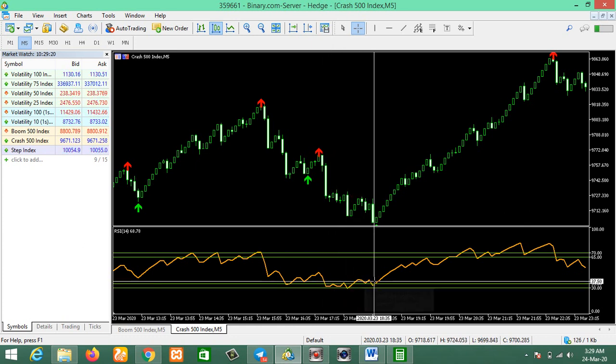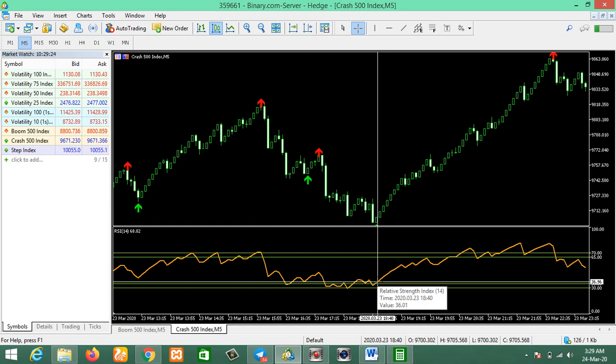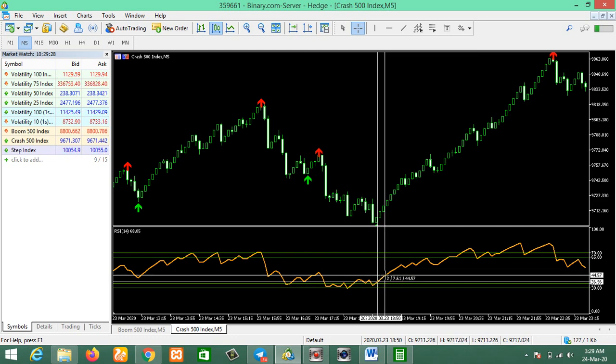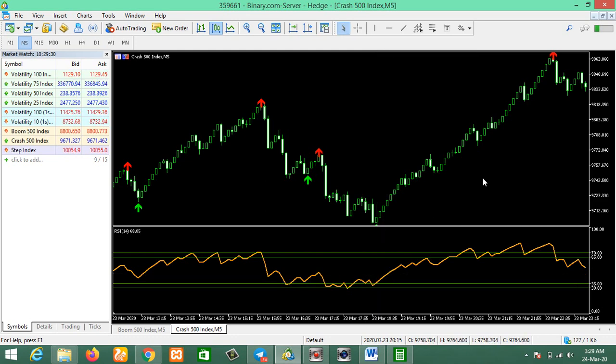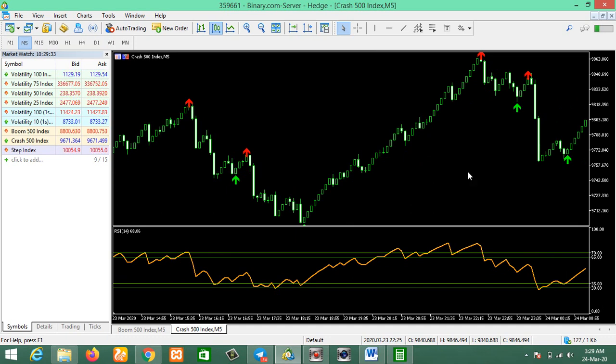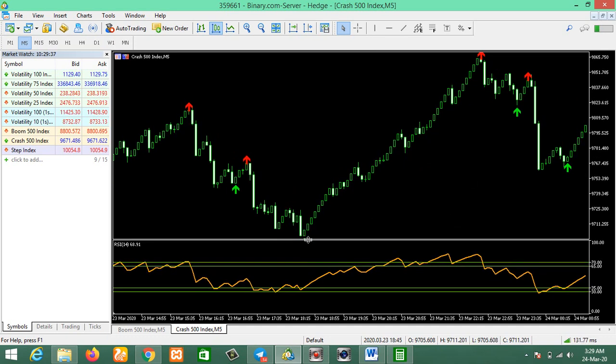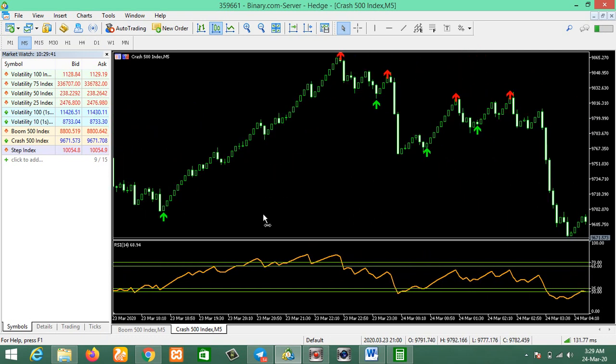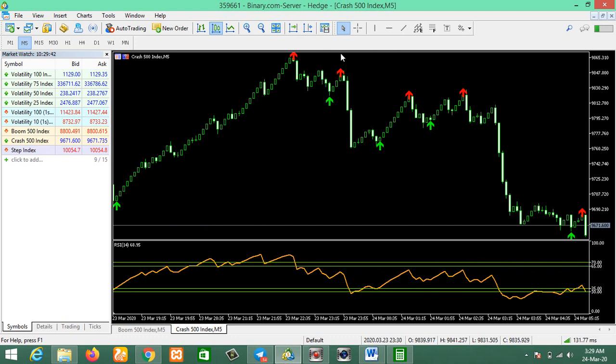So let's assume that we entered here, that the value is 36. We enter it till this point, then we are good. Let's check on that one again. So there's a green arrow right here, you can see the head here, but our RSI is covering it.